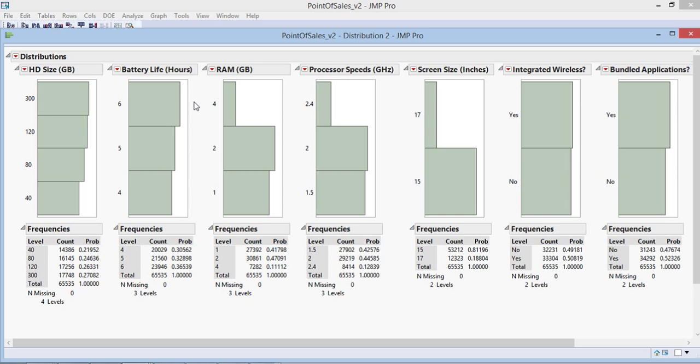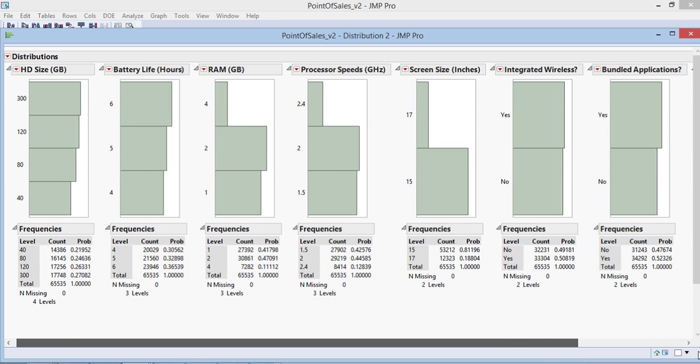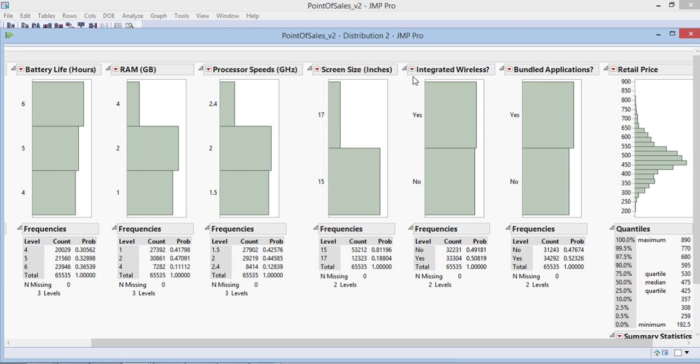Same goes to battery life. 6 hours is the most popular and 4 is the least popular. 2 gigabyte of RAM is the popular one, and 4 gigabyte of RAM is not so popular, and 2 gigahertz of processor speed is the most popular one, while the 2.4 gigahertz is not so popular. For the screen size, 15-inch is of course more popular than 17-inch screen size. And of course, if we are customers, we also want integrated wireless and freebies bundled applications as well.